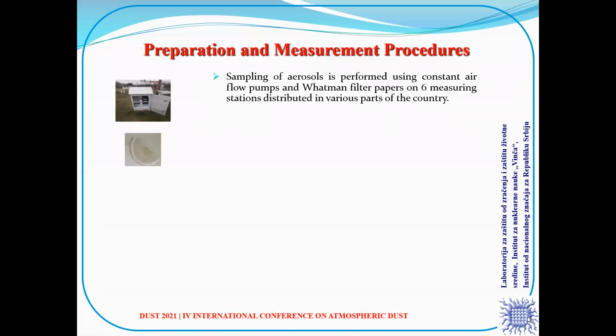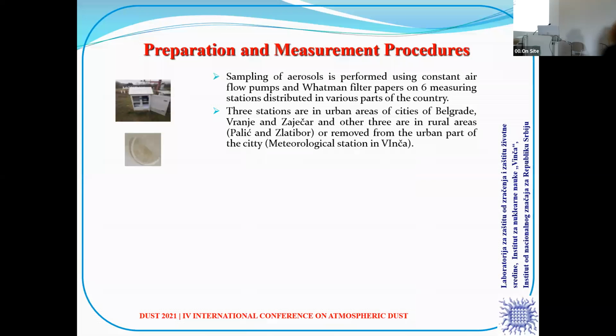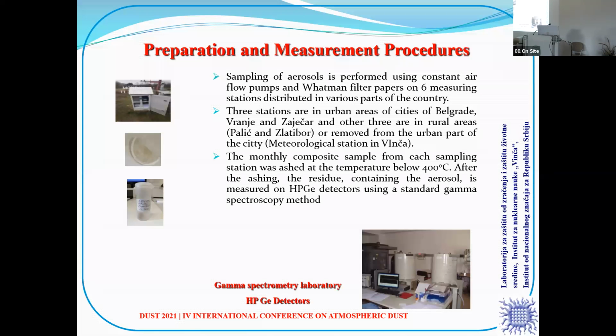Sampling of aerosol is performed on different locations throughout the country for the purpose of environmental monitoring. Samples are collected using constant airflow pumps and filter papers that you can see on the picture on the left. Now you can briefly see the locations on the map. Filter papers are exchanged every 2 or 3 days, and monthly composite samples are ashed at 380 degrees centigrade.